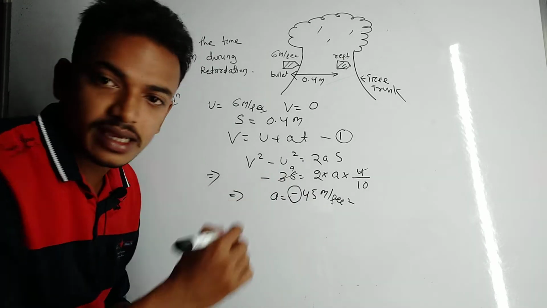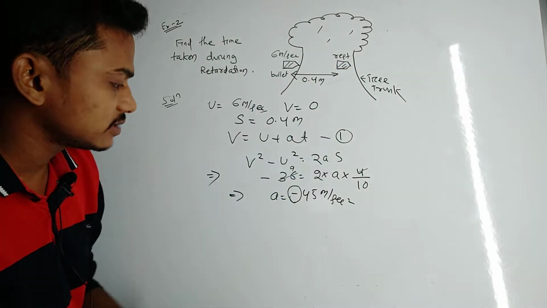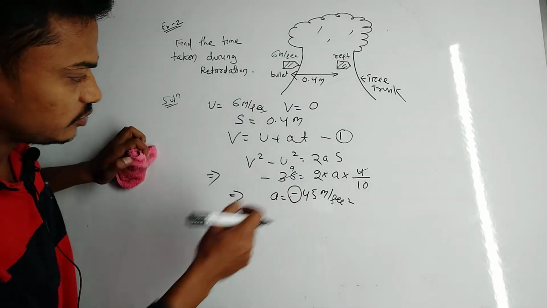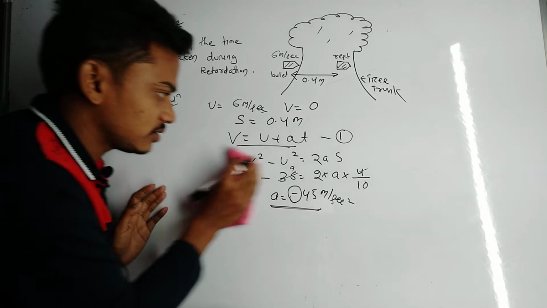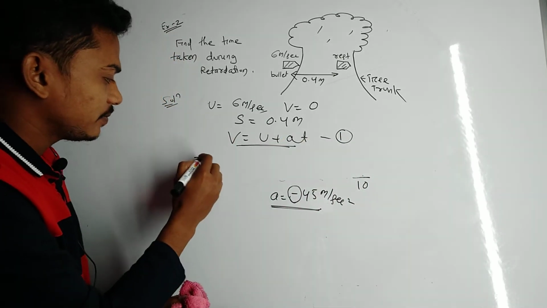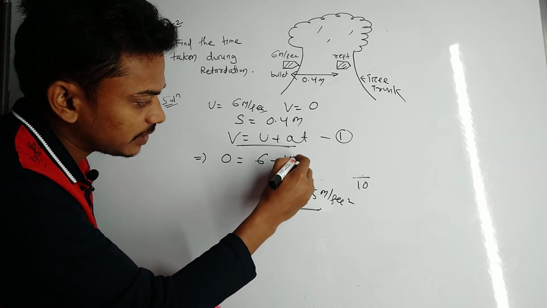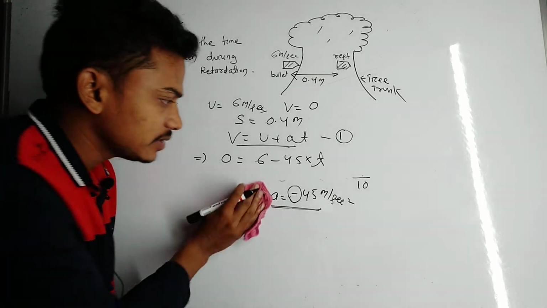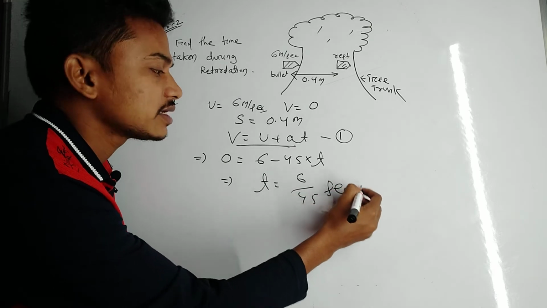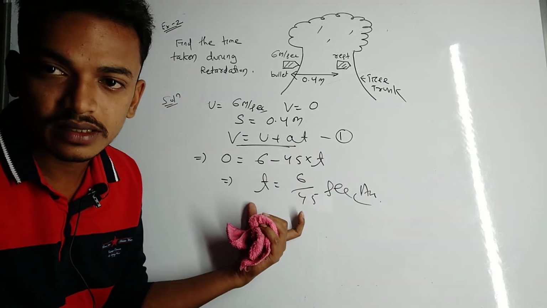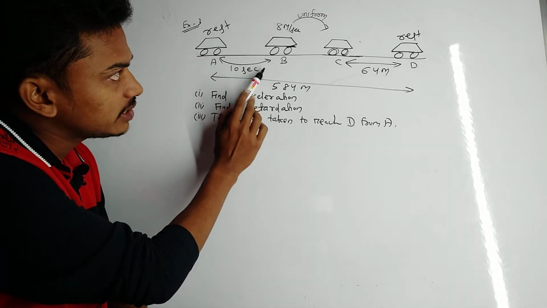Since the negative sign arises because the bullet's speed decreases, this is the retardation. Okay, the acceleration we found. Now put this acceleration in equation 1, minus 45. Here v is 0, u is 6 and acceleration is minus 45, into time t. So this implies t equals 6 by 45 second, and this is the retardation time, and this is the answer.